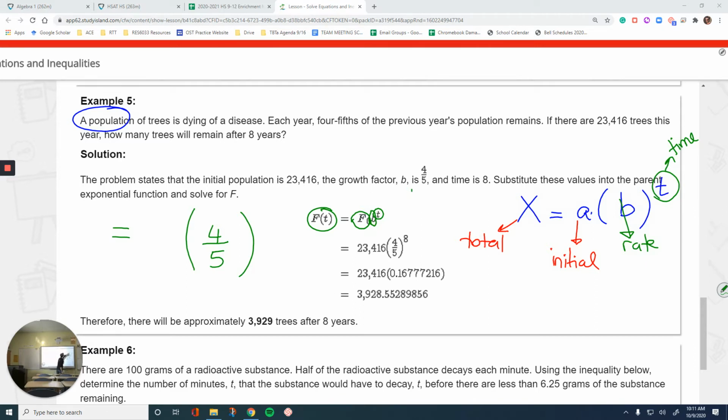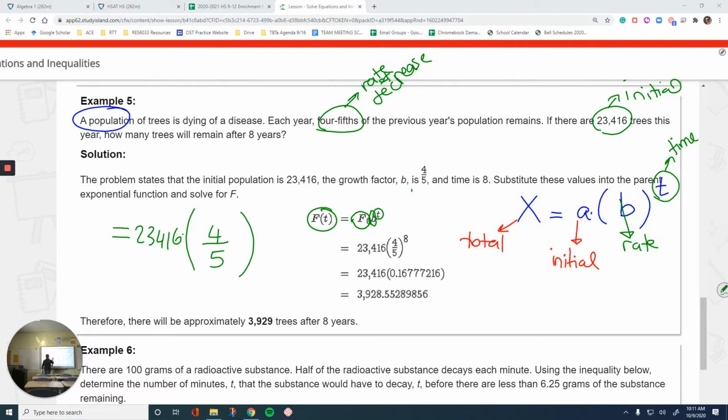If there are that many trees this year, that means that's my initial number. This right here is the initial. And this right here is the rate of decrease. How many trees will remain after 8 years? Let's put the initial number first. 2, 3, 4, 1, 6 times, after 8 years.